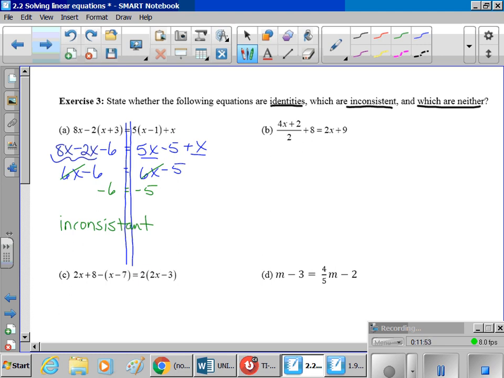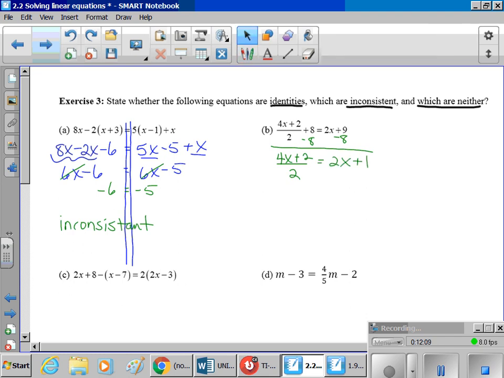Looking at B, yeah, you can multiply everything through by 2, but I think the first thing I want to do is isolate my fraction. And again, this is very personal. You don't necessarily have to do this first. So you get 4x plus 2 divided by 2 equals 2x plus 1. And now multiply everything through by 2. So multiply this by 2, this by 2, and this by 2.